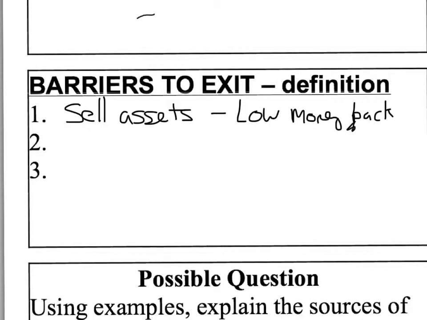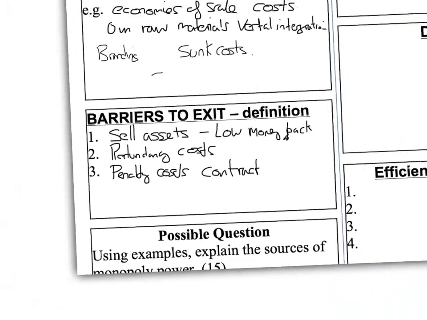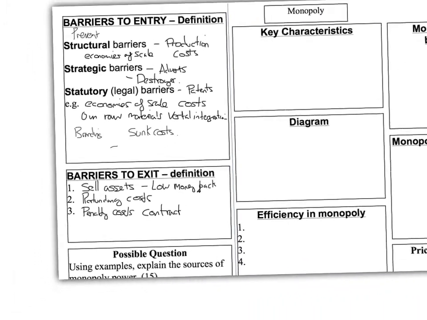Secondly, now this is a good one, redundancy costs. When you're trying to get out of the market, you might have to make loads of your workers redundant, and you normally have to pay a certain amount of money to do that. And then this is the one that Lewis said in class. It could be penalty costs of finishing contracts. So you might be in a contract with a firm to keep on supplying them or something like that, and by not doing it, there might be a penalty cost. Anyway, so that's barriers to entry and barriers to exit.